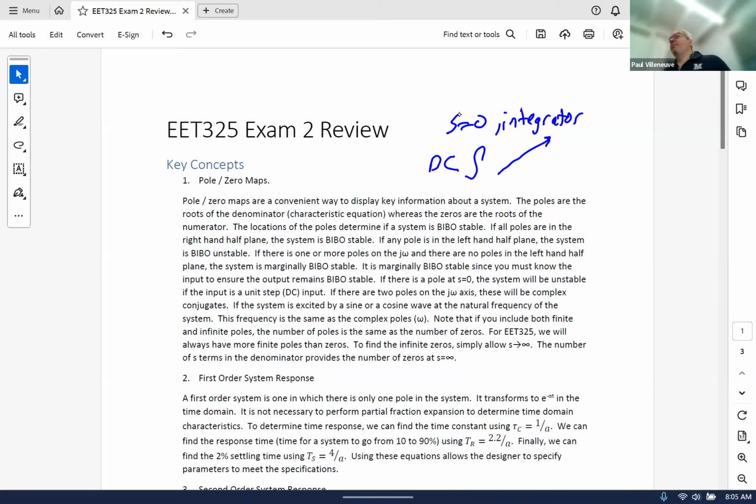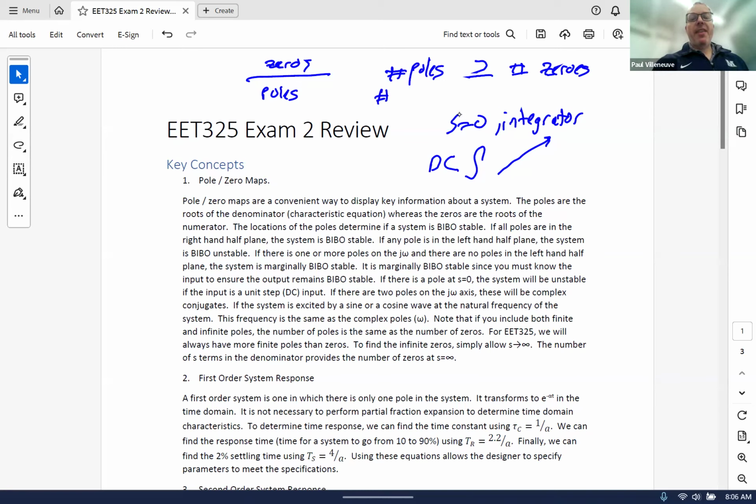So that's where we came up with the marginally stable system. Now, the only other thing we have to decide is, what about our poles and zeros? Remember, in the denominator are our poles, and in the numerator are our zeros. In general, what we said is the number of poles is going to be greater than or equal to the number of zeros. But that's not 100% true, right?